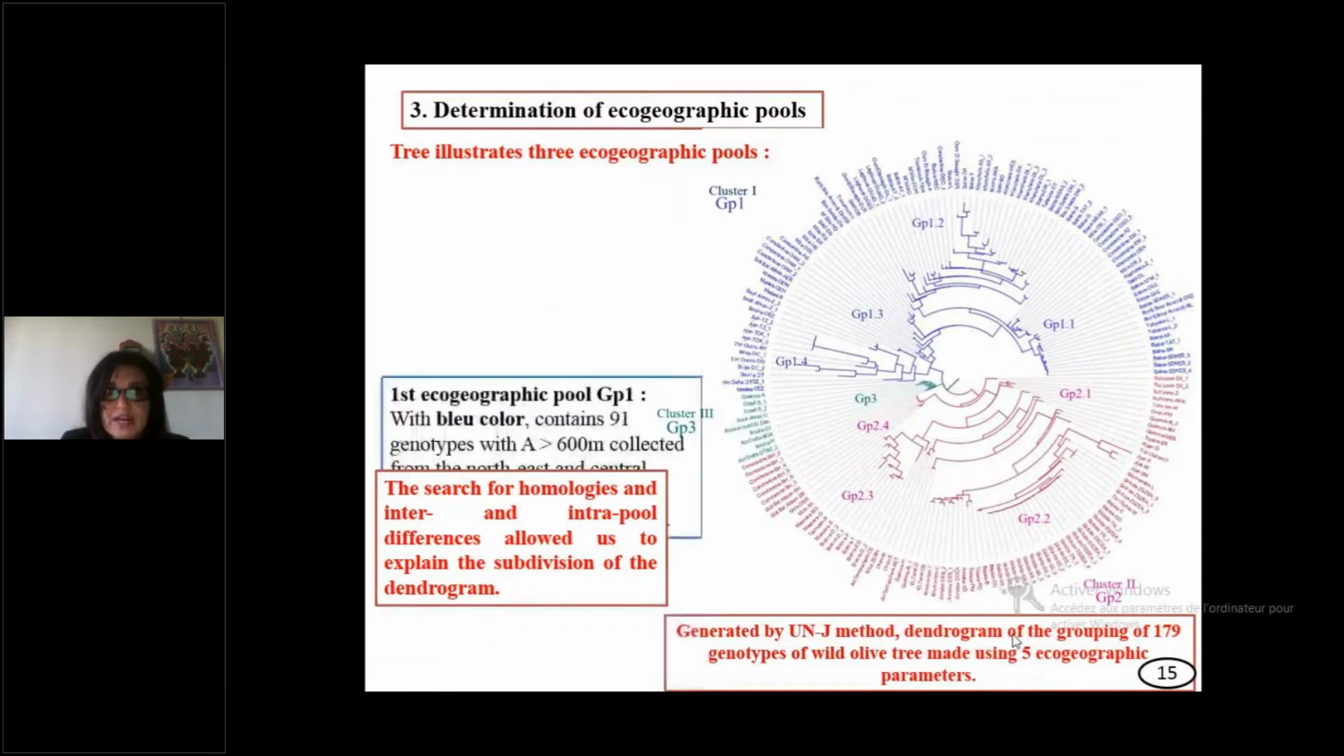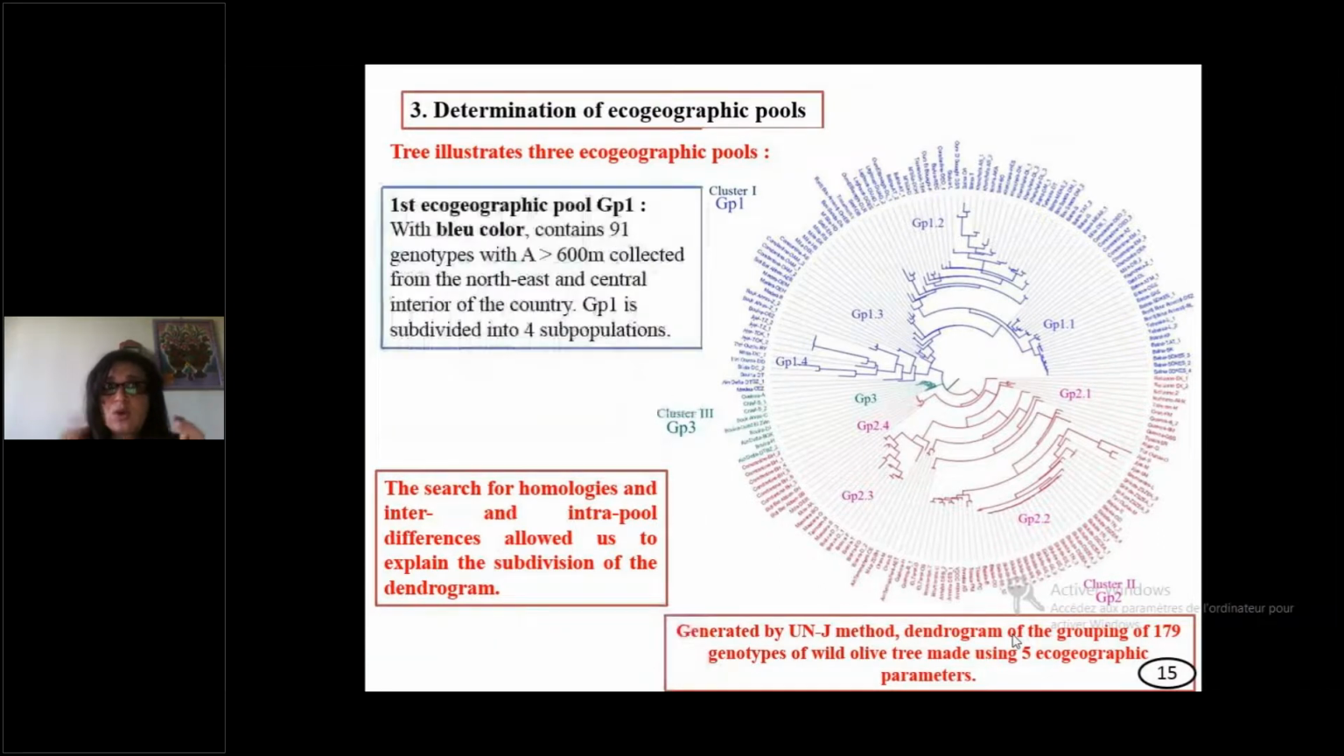The first ecogeographic pool, with blue color, contains 91 genotypes with altitude greater than 600 meters, collected from the northeast and central interior of the country. In the first group, the research of homology and the existence of intra-pool differences subdivided the first group into 4 subpopulations.